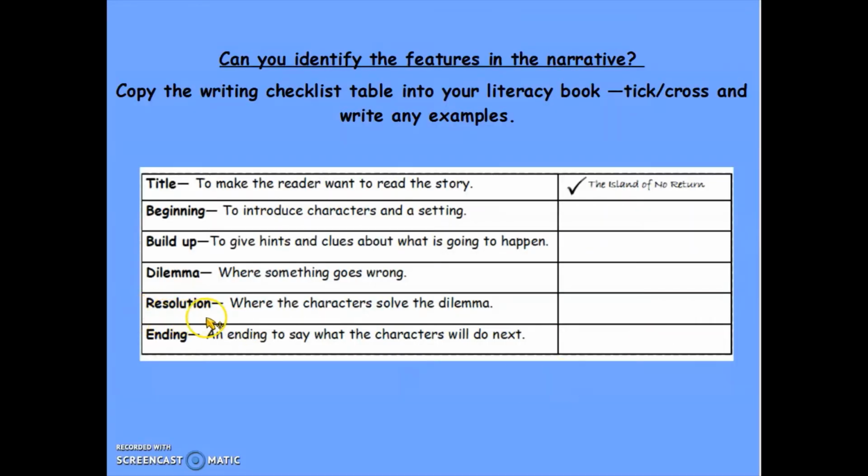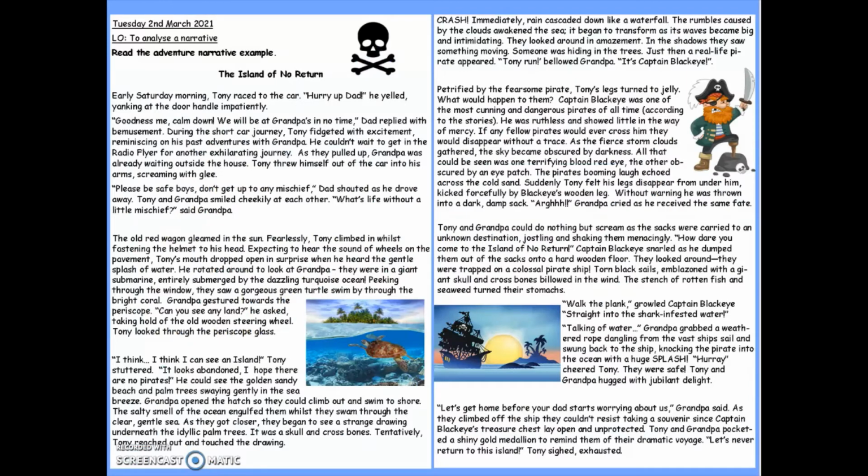How is this dilemma resolved? What is the resolution in the story? How are Tony and Grandpa saved? The resolution happens when Grandpa grabs a rope, swings around the ship, using the rope and knocks the pirate into the ocean. Tony and Grandpa are safe. And we know that they're really happy about this because they hug with jubilant delight.